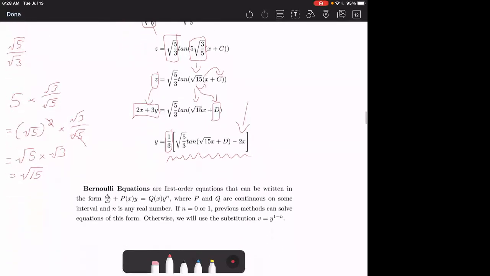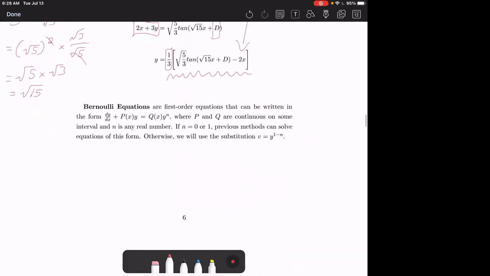Okay, our third example are Bernoulli equations. These are first order equations that can be written in the form dy/dx plus some function of x times y is equal to some function of x times y to the n, where p and q are continuous on some interval and n is any real number. Now, if n is equal to 0 or 1, previous methods can solve equations of this form. Otherwise, we will use a substitution.